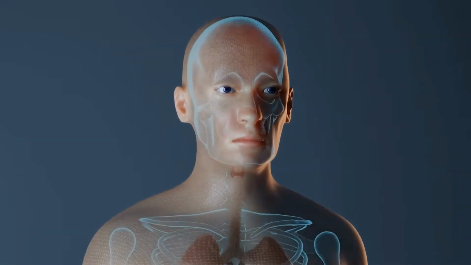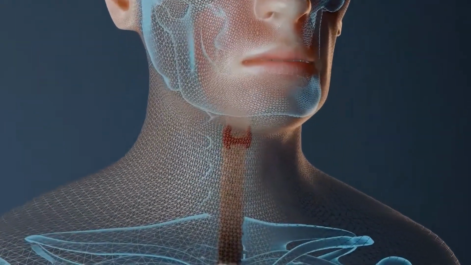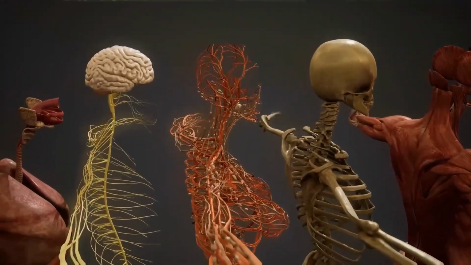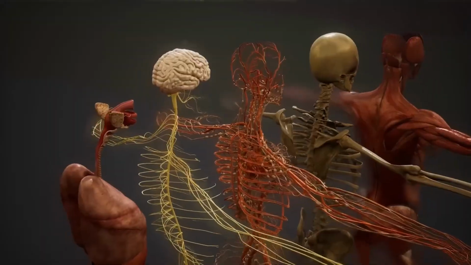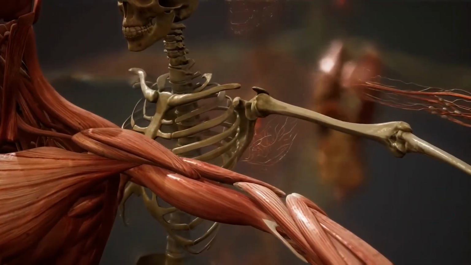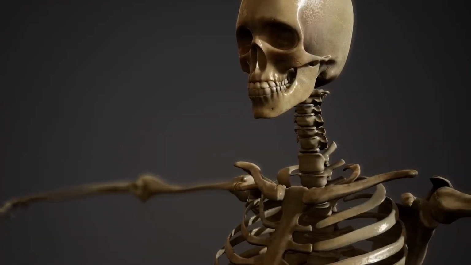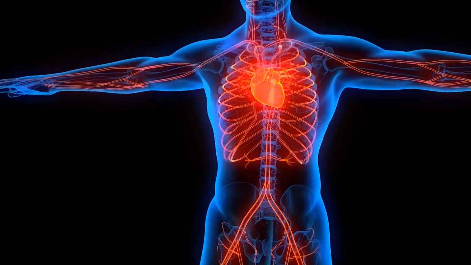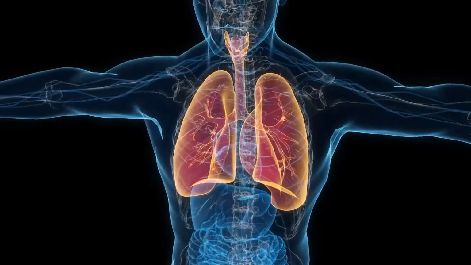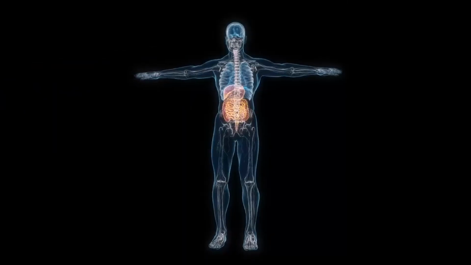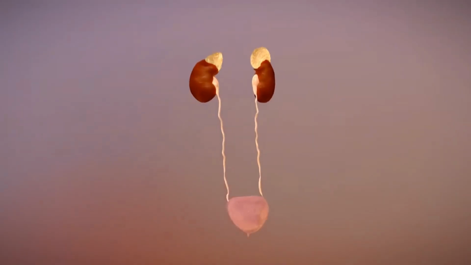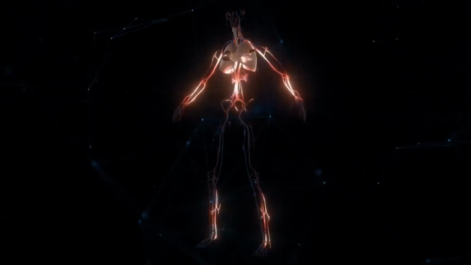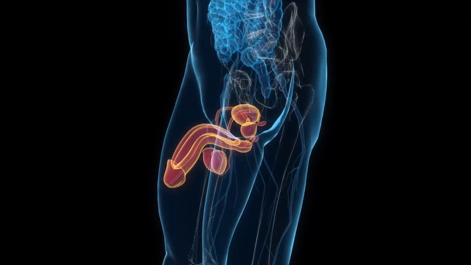We will talk about basic human anatomy and systems in the human body. The human body can be studied and understood in terms of various systems, each of which is responsible for specific functions. Here are some of the major systems of the human body: skeletal system, muscular system, cardiovascular system, nervous system, respiratory system, digestive system, urinary system, endocrine system, lymphatic system, and reproductive system.